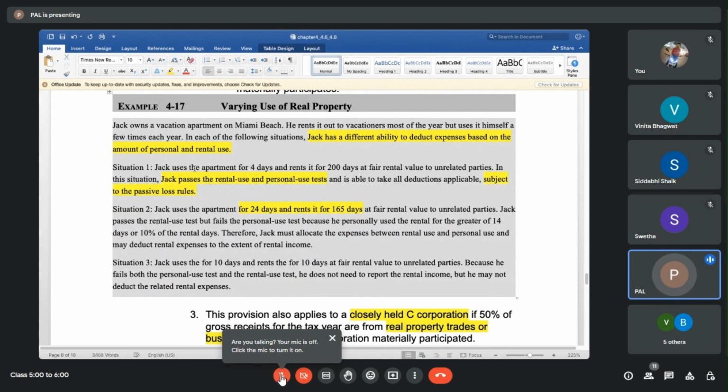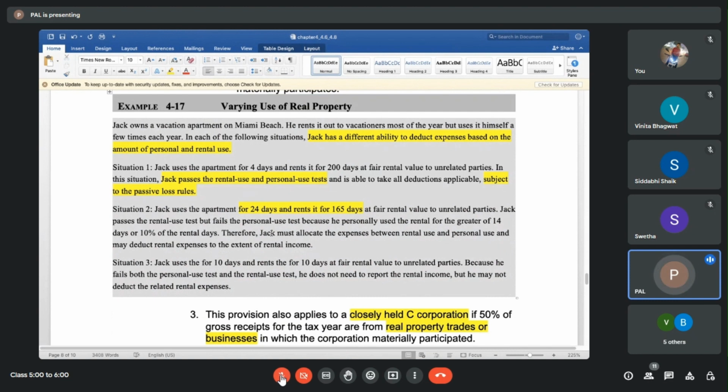So situation 1, Jack himself is using it for 4 days, and Jack is renting it for 200 days. So here, what is happening? He's renting it for 200 days. So Jack is passing the rental use test, and that's why he will put all that 200 days income as fair rental income, and he should be able to take all expenses as a deduction.